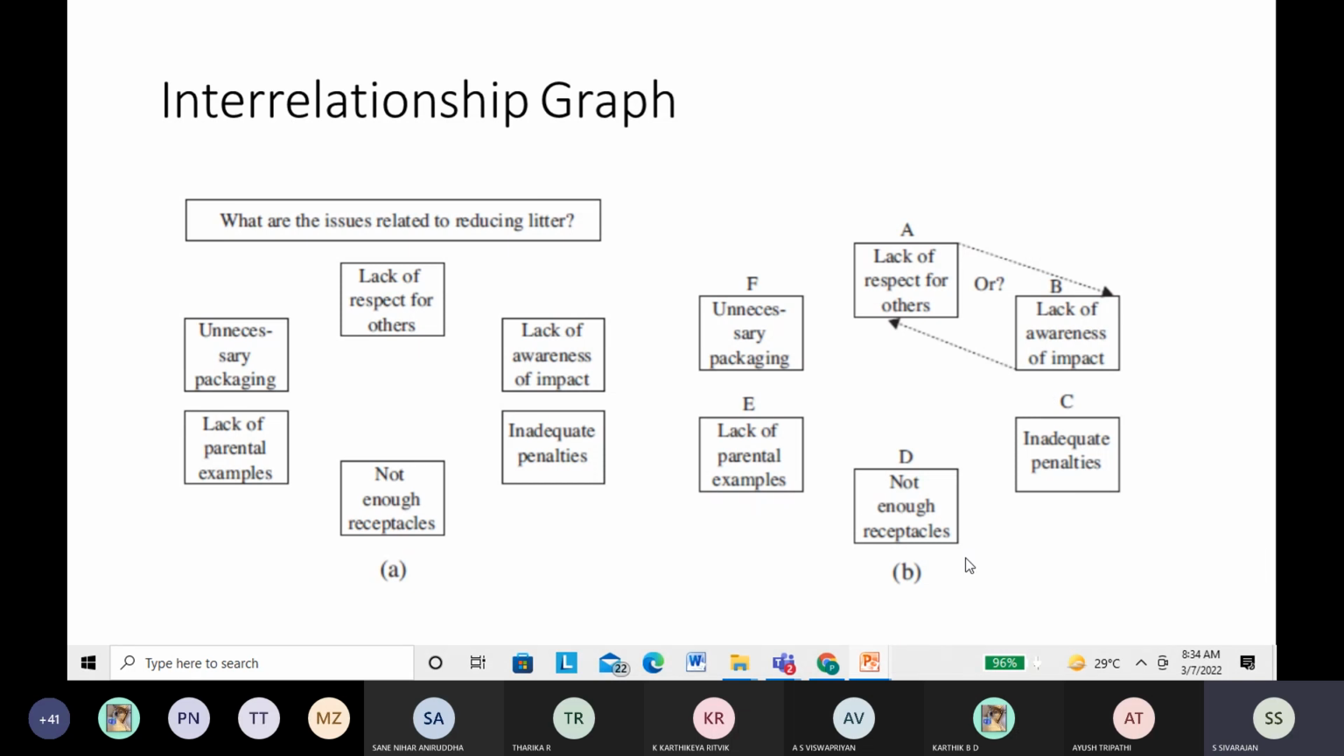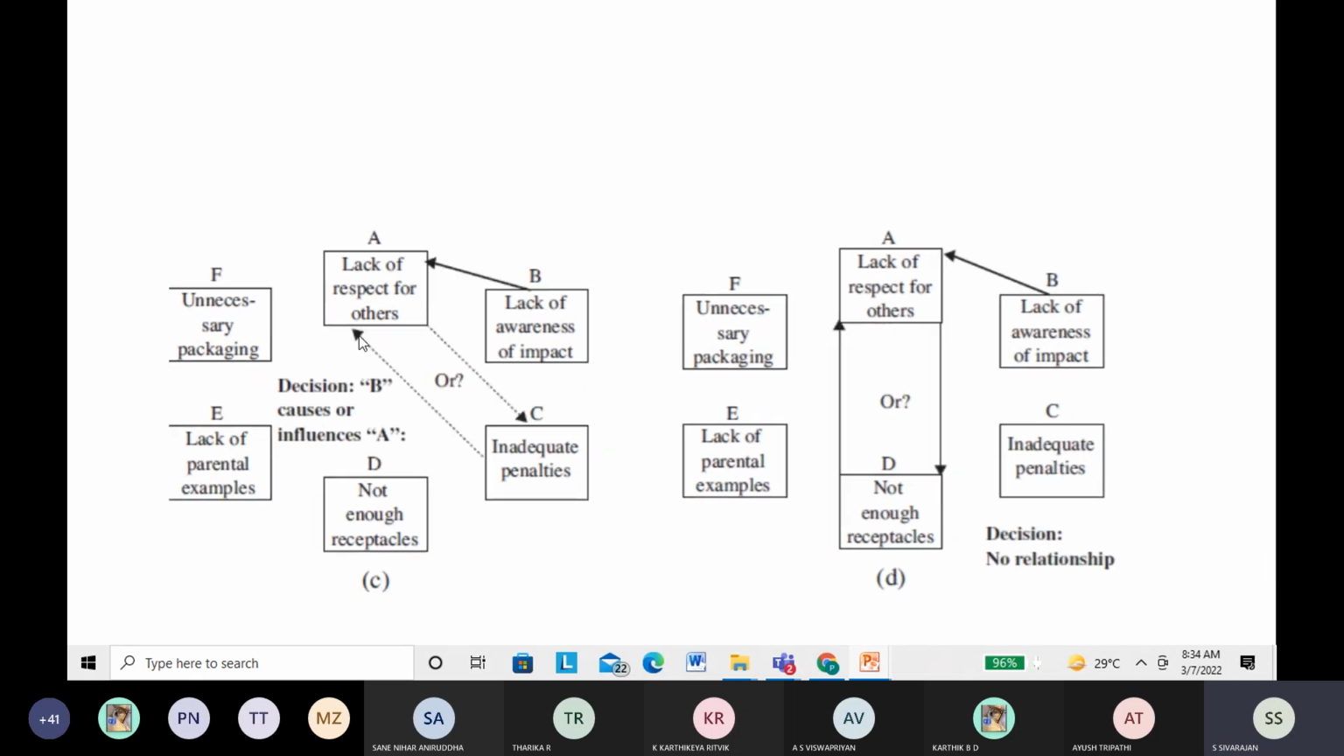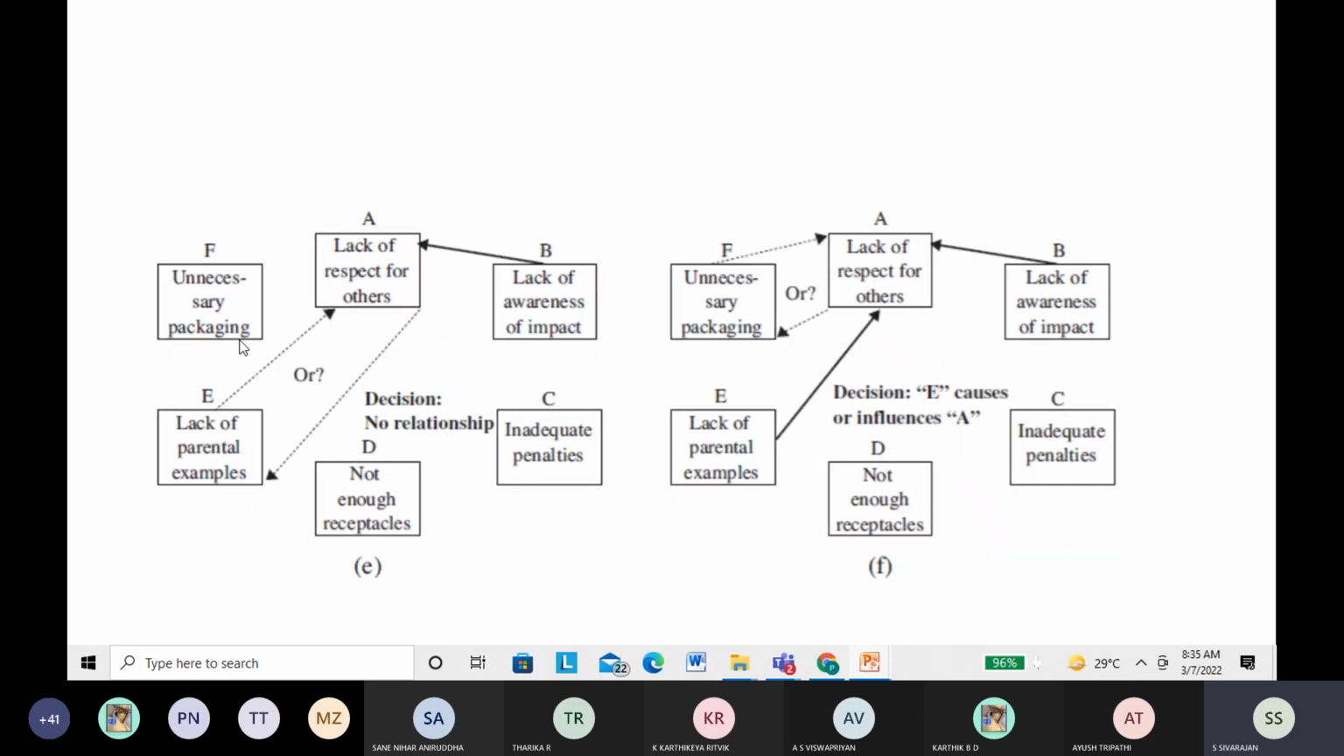So I'll show the diagrams. Now first, B and A, they have investigated the relationship. They found out lack of awareness of impact has a stronger relationship with the effect when compared to this one. So I have drawn the arrow from B to here. Then C, there is no relationship. Same way, D also, there is no relationship. Whereas E, there is some relationship. From E to there is a relationship. F, there is no. So this way, we have to continue, keep on doing it.